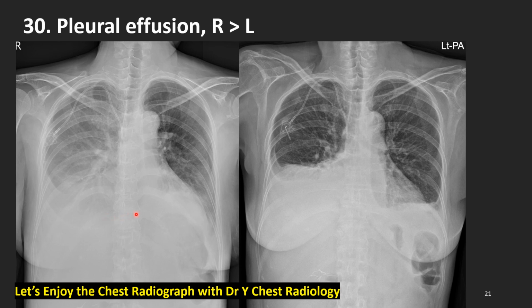Don't pay attention to the left side. We'll disregard this one. Just focus on this pleural effusion on the right side. The right lower lobe is collapsed like this.